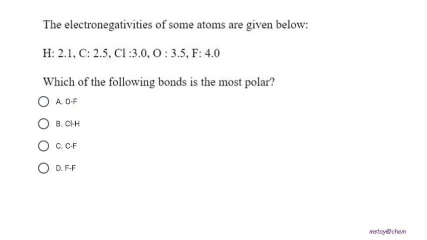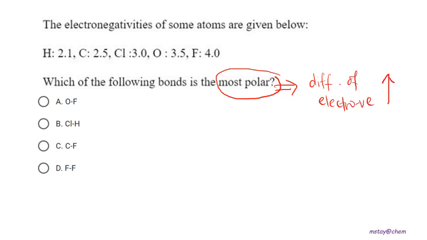Which of the following bonds is most polar? If it is most polar, it means that the difference of electronegativity is the biggest. So we just do the mathematics.